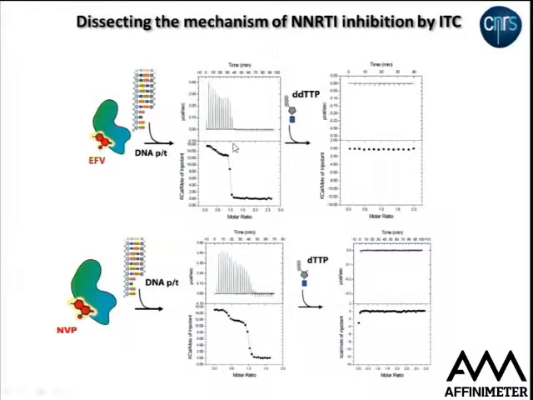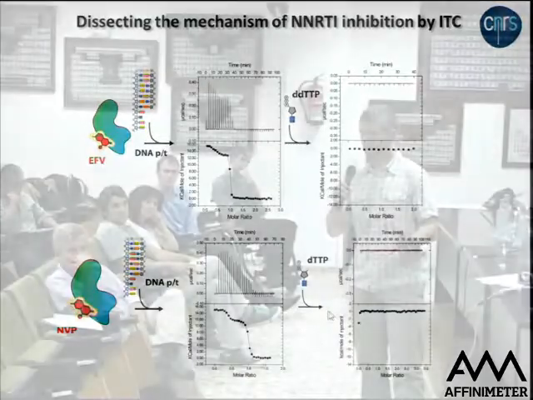So now, are these two binding modes active or not? So we performed an incremental ITC experiment. On this sample, we add the next incoming nucleotide, TTP, and we see that we have no binding at all. So both binding modes correspond to inactive complexes.